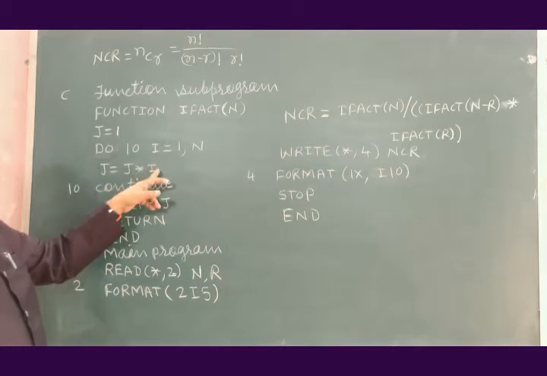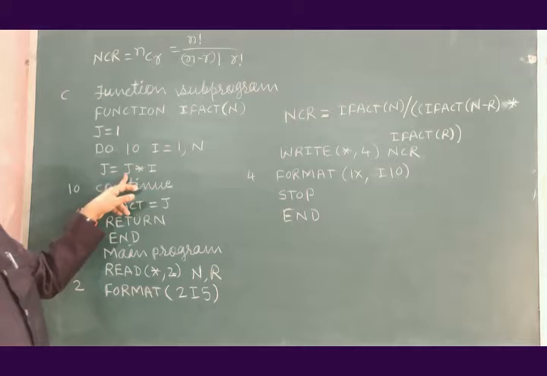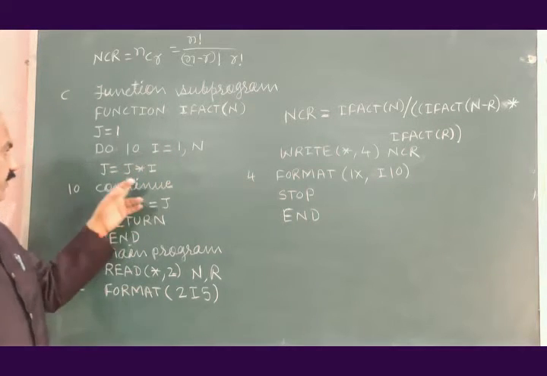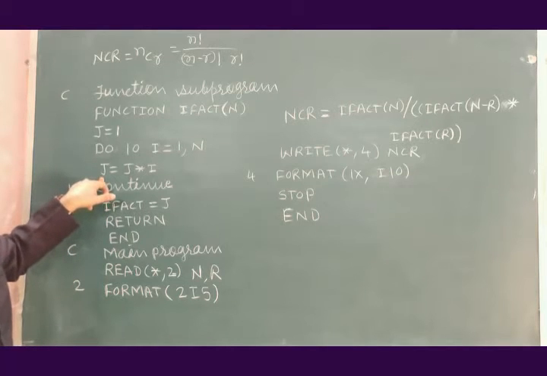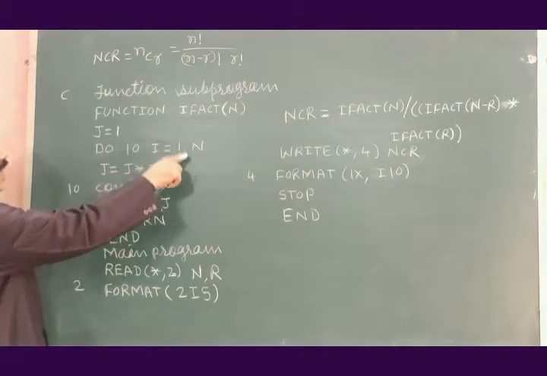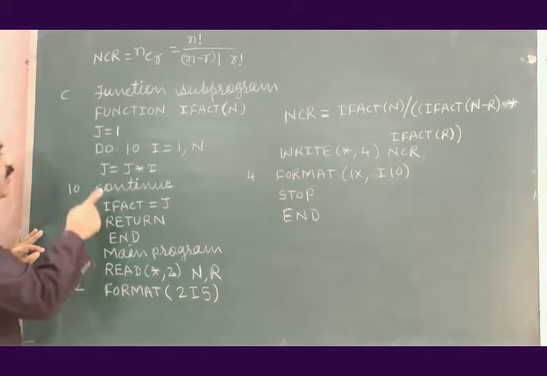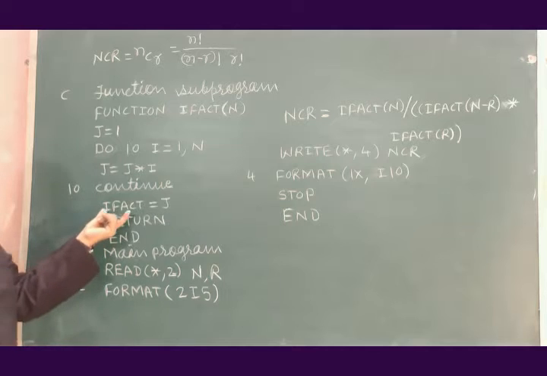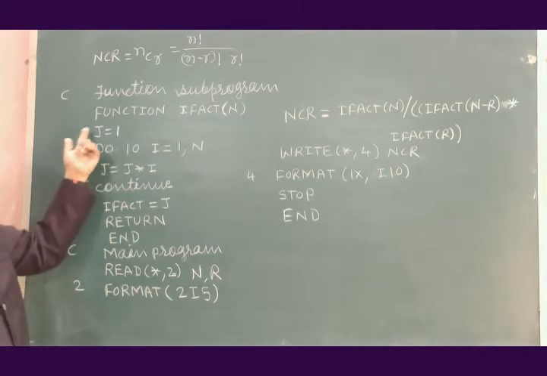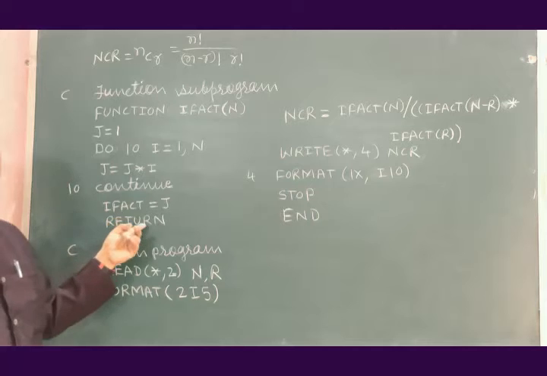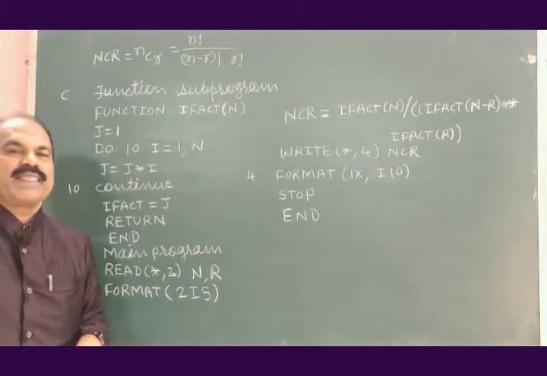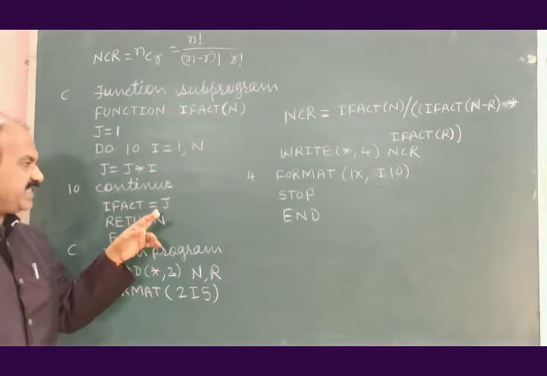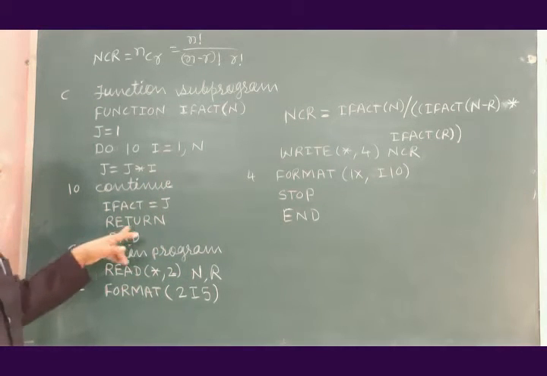The old value of j into 3. This is continued till I becomes n. This way, here what is j? J is n factorial. After completion of this do loop, this j will be n factorial. And what have I written here? After completion of this do loop, I fact is equal to j. That is, the factorial of a number n is j. And this is true for any number. Return, end.